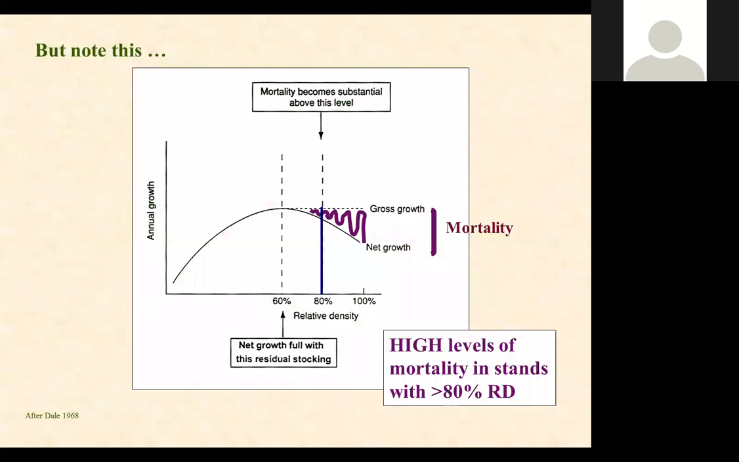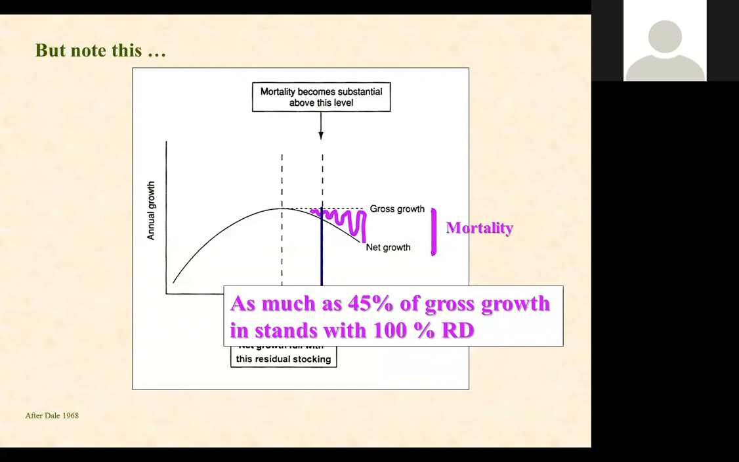Now, here's a little explanation that Martin Dale developed from his work with oaks in the central states. He pointed out that as he measured both gross and net growth, again, by frequent measuring, he could find out what was dying. He showed that somewhere around 80%, you began to see important amounts of losses to mortality. And in fact, when he got it up to about 100%, the gross growth could be reduced by as much as 45%. So net growth would be just a little bit more than half of the gross growth at these very high levels of residual stocking.